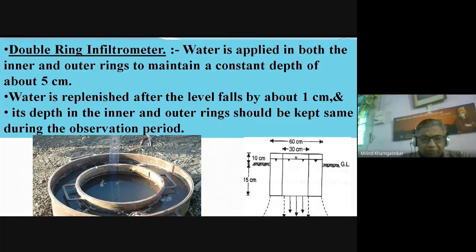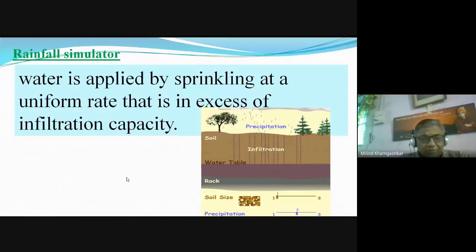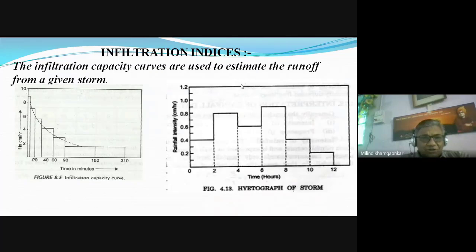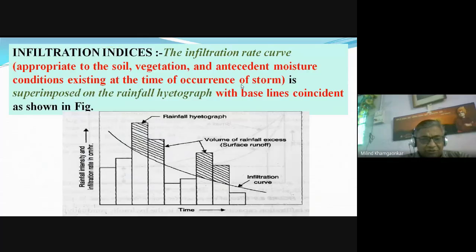In the double ring infiltrometer, the disadvantage of the single ring is overcome, and therefore the measurement of the loss of water in the central container is found out in the double ring infiltrometer. There are also rainfall simulators, wherein a certain plot is selected, and on this selected plot, artificial precipitation with the help of sprinkling of water is carried out, and the infiltration is found out.